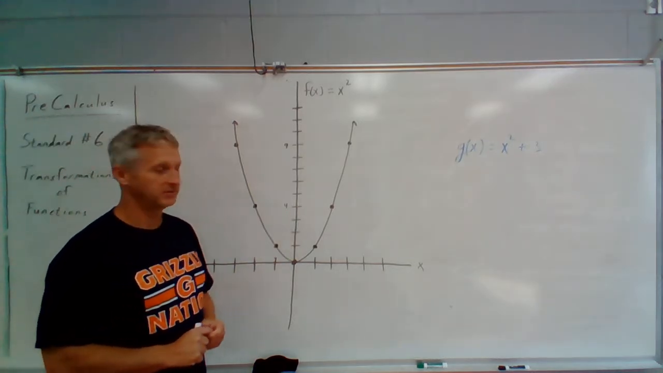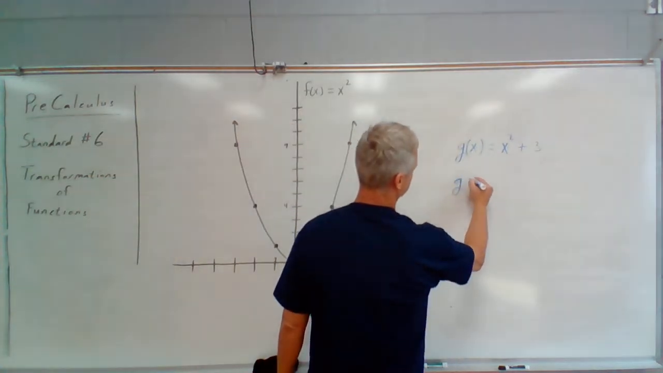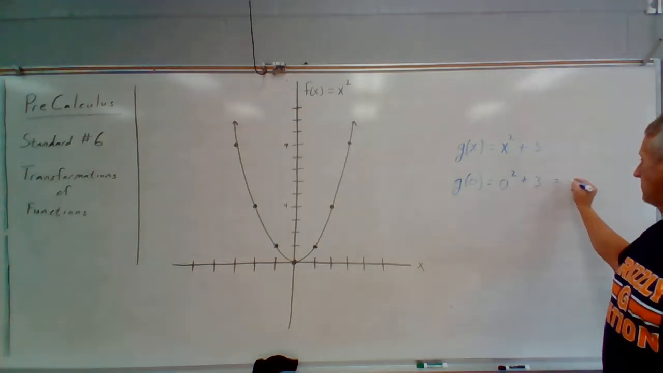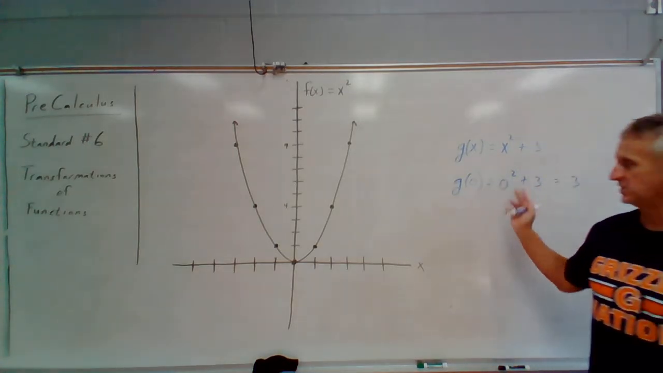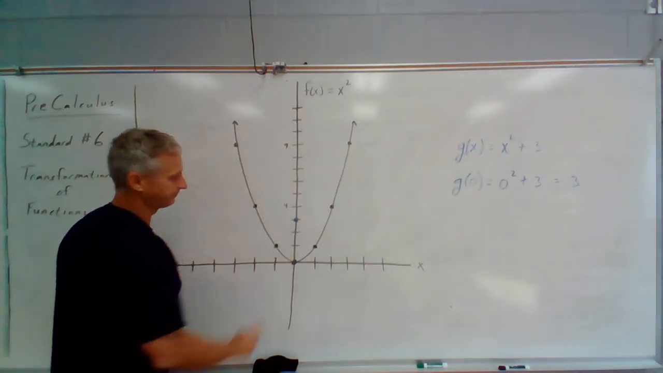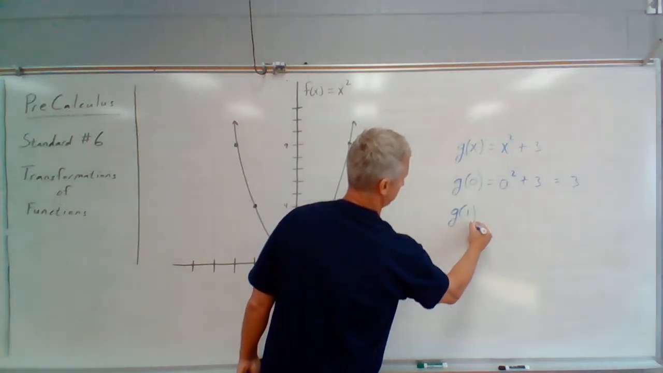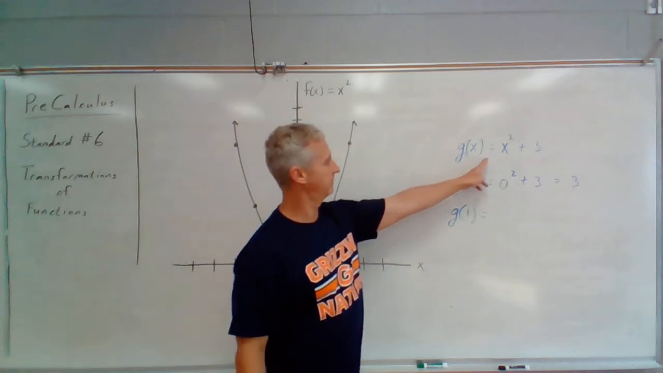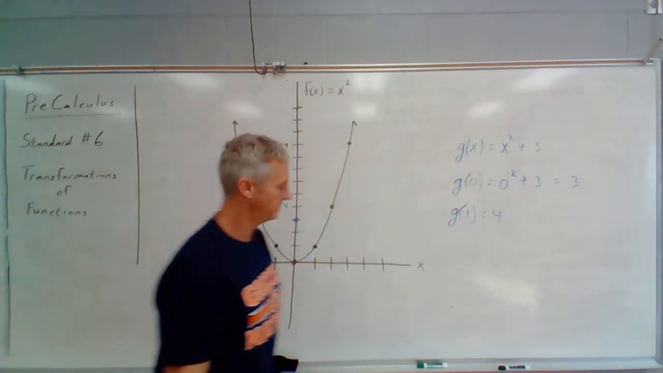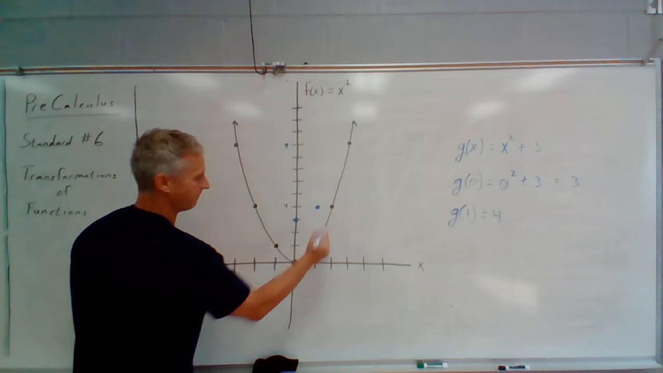Let's make a graph of g. Let's plot some points. So the initial value, say g of 0, I would plug in 0, and I get 3. So g of 0 is 3, so I would plot the point 0, 1, 2, 3. Now g of 1. If I put a 1 in, I get 1 squared plus 3, which is 1 plus 3 or 4. So if I plug in a 1, I get a 4.